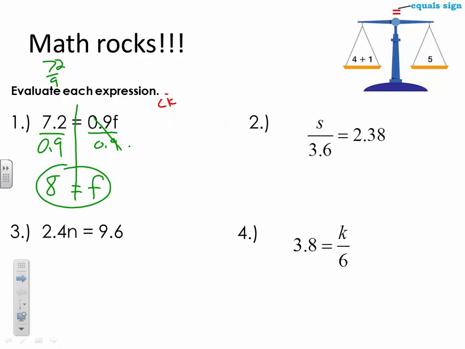Now how would we guarantee that we're correct? We check by substituting. So I now know what f is. If I put 8 in for the f, I have 0.9 times 8. What does that give me? Well, 9 times 8 is 72, but there's one decimal place here, so we move over one place, giving us 7.2. And that checks out with our 7.2. Life is good.